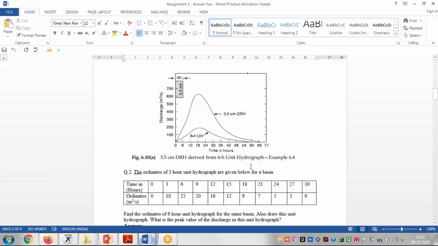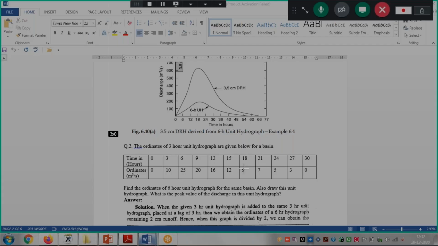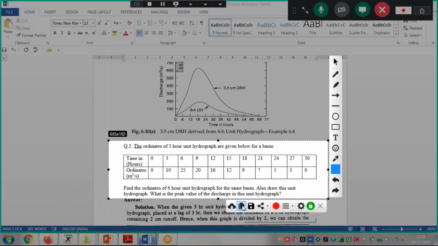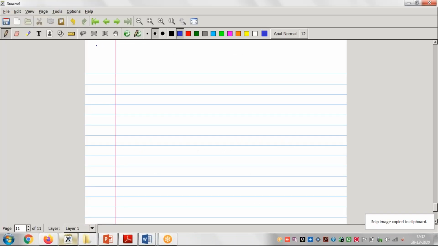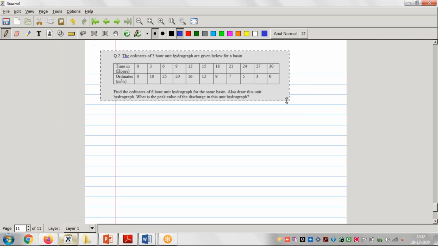Now the second question: the ordinates of the 3-hour unit hydrograph are given below for the basin. Find the ordinates of the 6-hour unit hydrograph. Now I will just copy this question. See what he is saying.